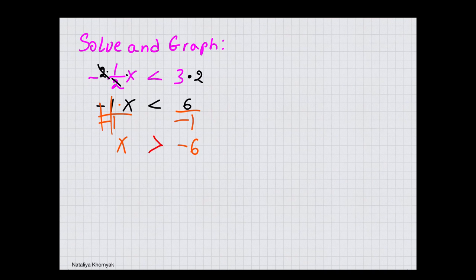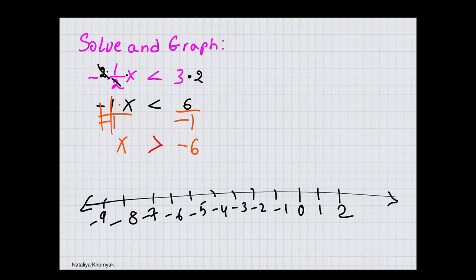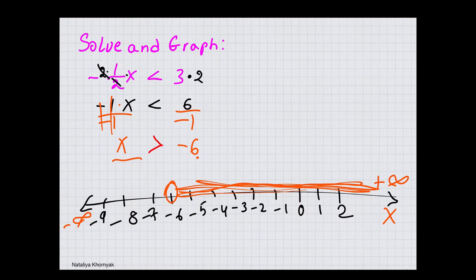Now we just need to graph. So here's our number line. The inequality sign means we're going to use an empty circle at negative 6. So here's negative 6 and my empty circle. And we need to choose the side that has all the numbers that are greater than negative 6. In this direction, we will have negative infinity. In this direction, we will have positive infinity. The greater values are always to the right. And if you need to pick smaller values, they will be to the left.